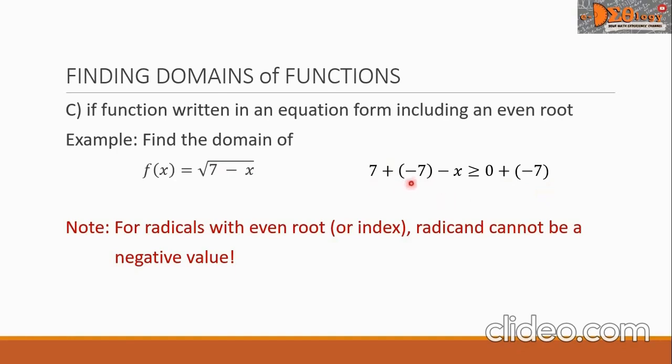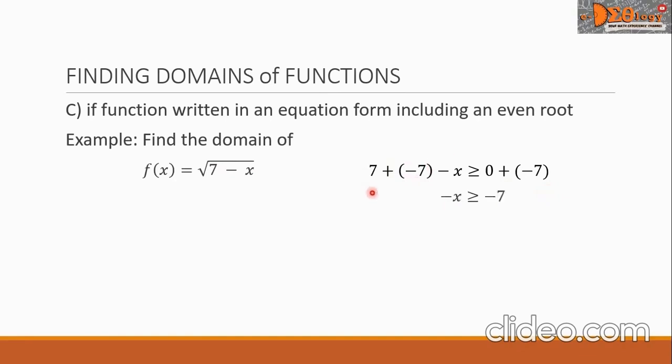And this 7 plus negative 7 will cancel each other. We will have now negative x greater than or equal to negative 7. We want the x to be positive, so we're going to multiply the inequality by negative 1. We know the rule for inequality that when we multiply by a negative number, the inequality sign reverses. So it will be positive x now less than or equal to positive 7.